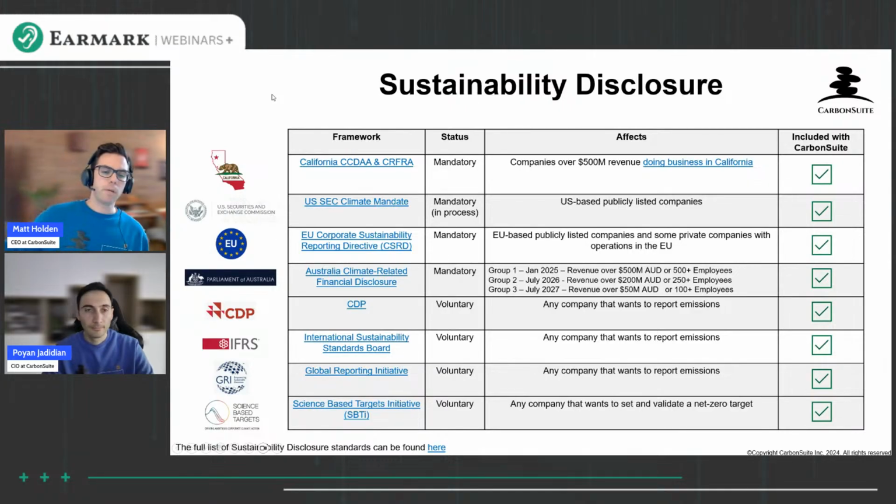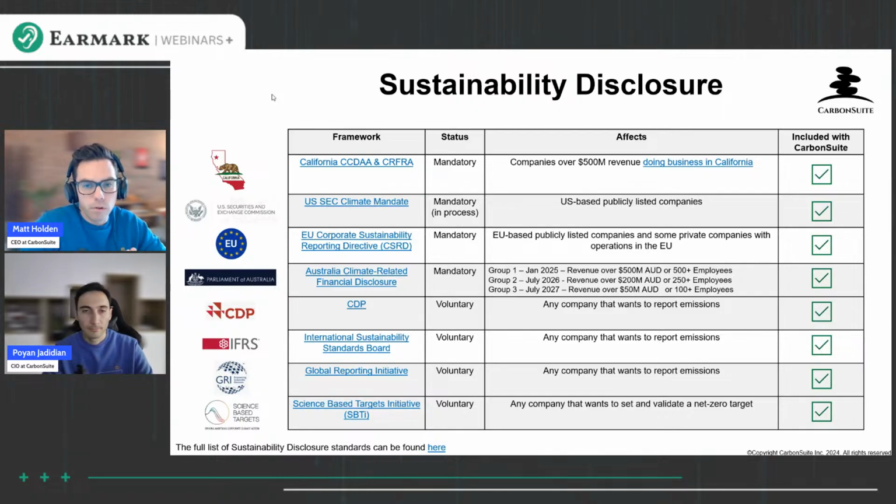Okay, so we've talked about the different processes of carbon accounting, and really all that comes into a process when we get into reporting of disclosure, sustainability disclosure. So I mentioned these in the beginning. There are several frameworks that are already established and others that are in progress that are actually mandating companies to report data like their carbon emissions.